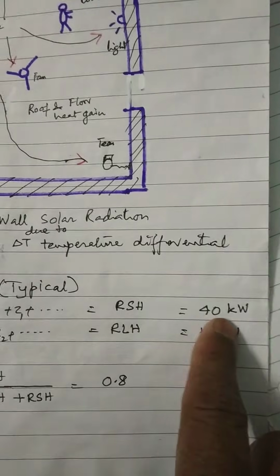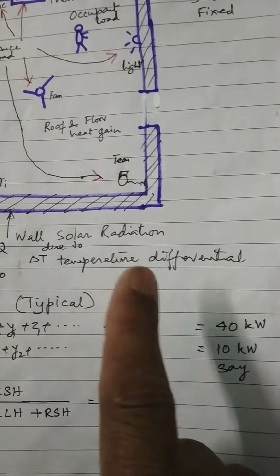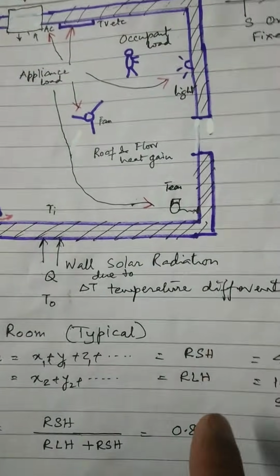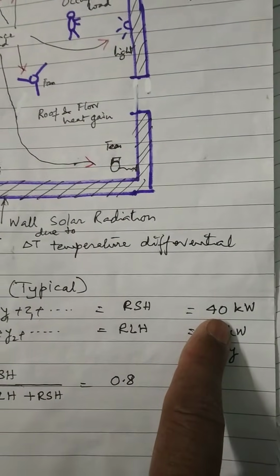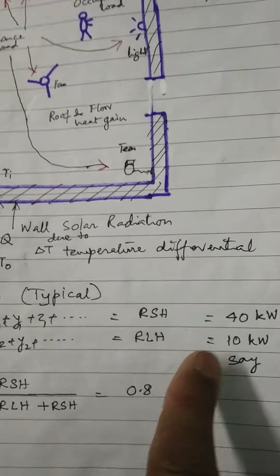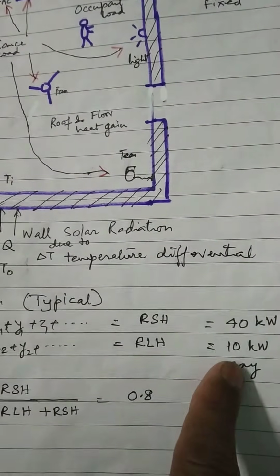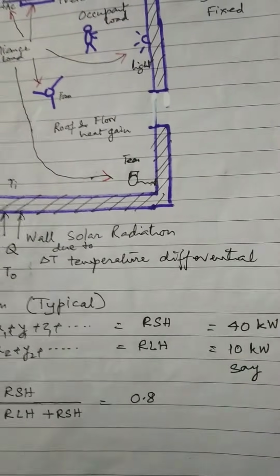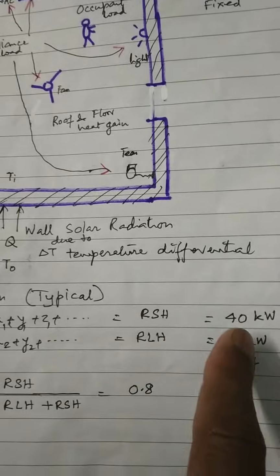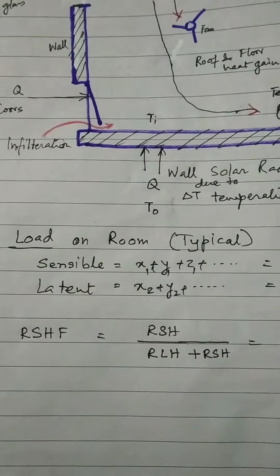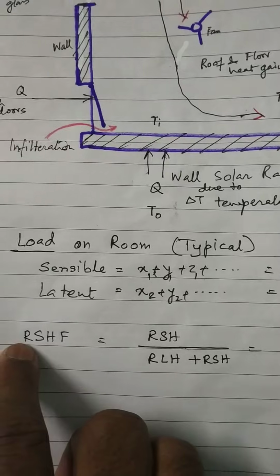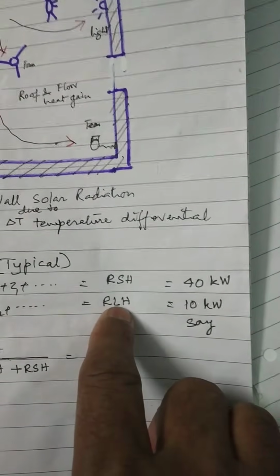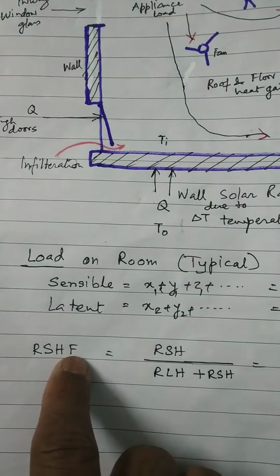So I have assumed a room where things are fixed. The room sensible heat is fixed, the room latent heat is fixed. Means the appliances and people, number of walls, everything which is going to contribute will always be 40 kilowatt or approximately. Similarly, room latent heat can also be approximately said to be 10 kilowatt plus minus. Now these things, when they are fixed, there is another thing which is fixed, and that is what is room sensible heat factor.